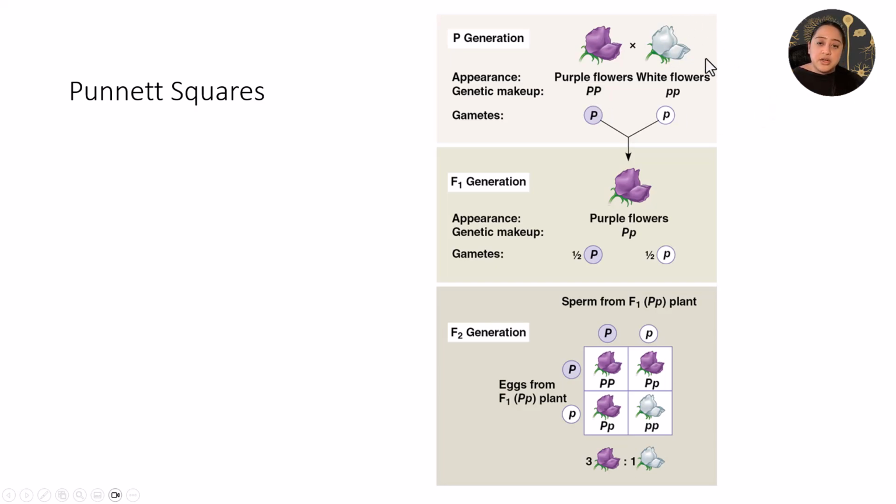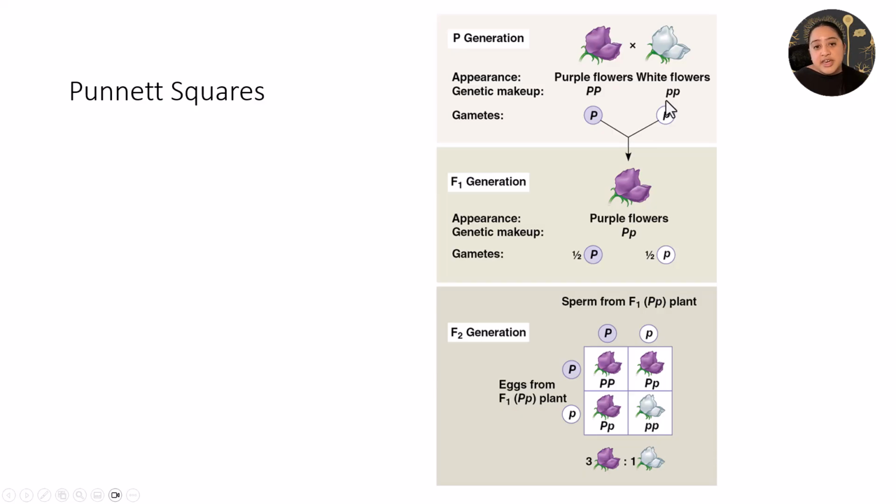This white flower only ever has white flowers, and because there's no big P that's dominant and bullies it, this is how the recessive one gets to be expressed if there are 2 copies of the recessive trait. So a little p and a little p, because it must have both copies to be a white flower.